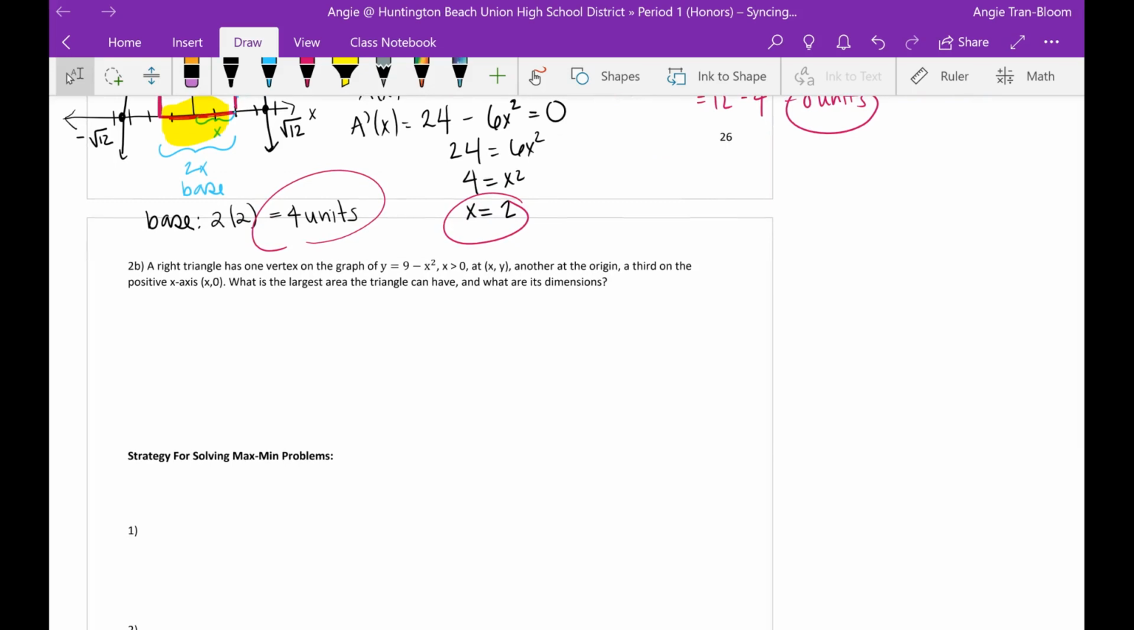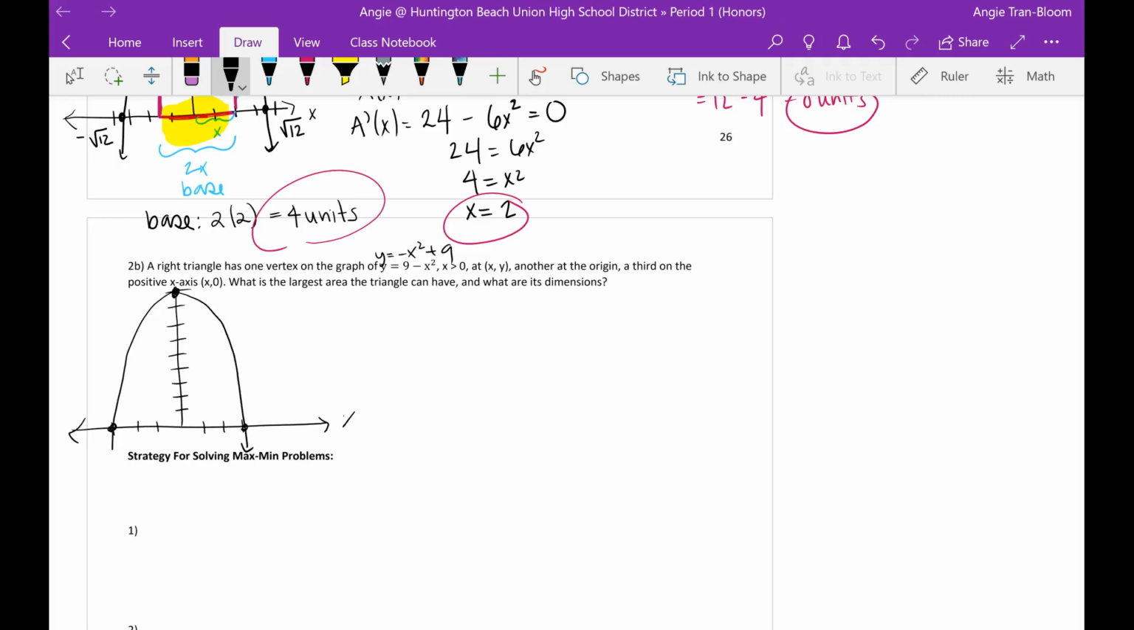A right triangle has one vertex on the graph of 9 minus x squared. And again, I like to write this in order. It's just how my brain works. There isn't anything wrong with not writing in order if you already see what's going on. This tells me that I have a vertex at 9. It opens down: 1, 2, 3, 4, 5, 6, 7, 8, 9. And that tells me I will have an x-intercept at 3 and -3. So here is the parabola opening downward. And this is my x-axis, and this is going to be my y-axis.